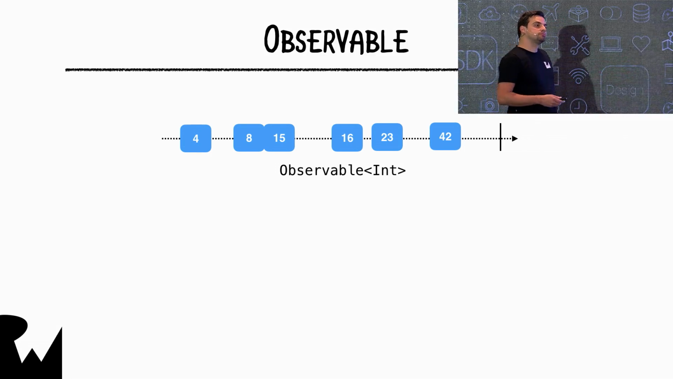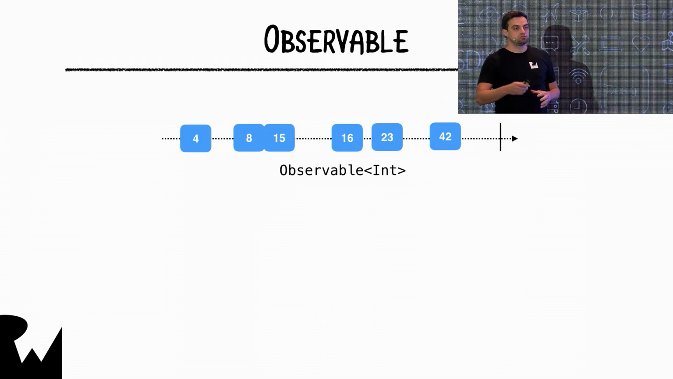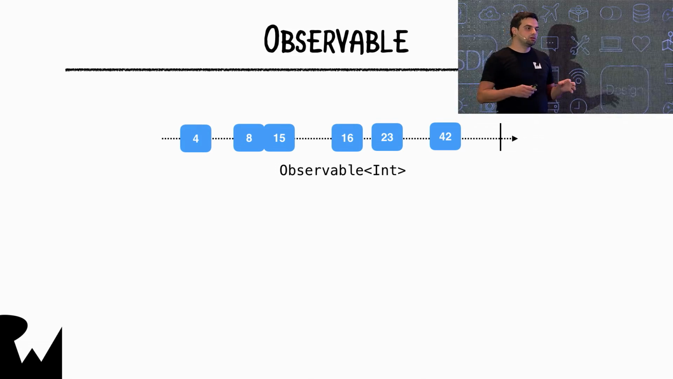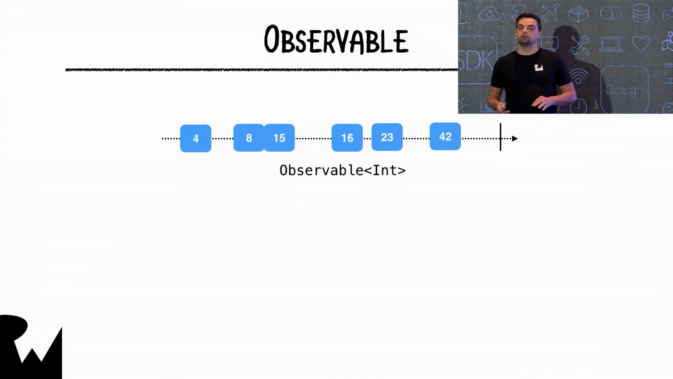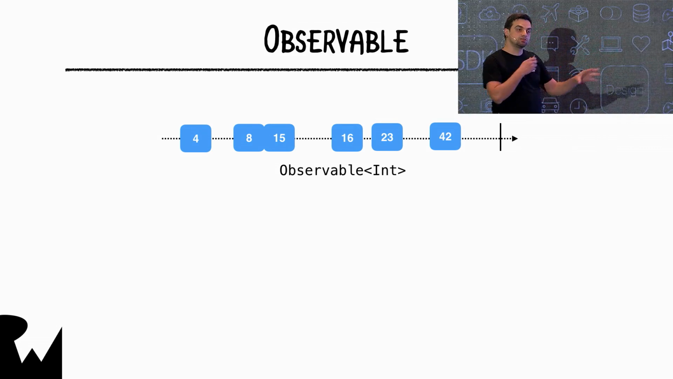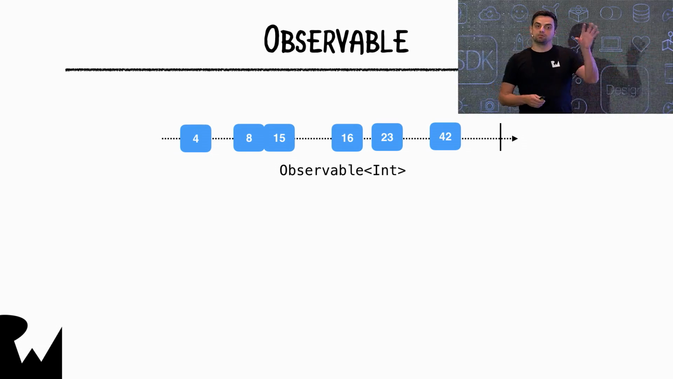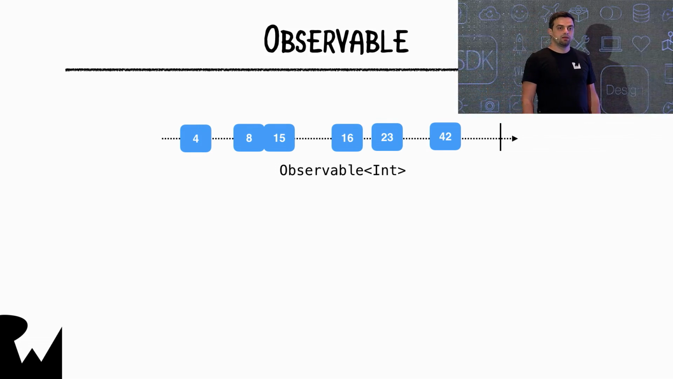So not only do you have access to your data, but you also have access to the change events to your data. So not only can you show a label on screen that says 5, or update the UI with your data once, but also every time this data changes, you will be notified and you will be given the new value so that you can update the UI or react to that change in some other way.